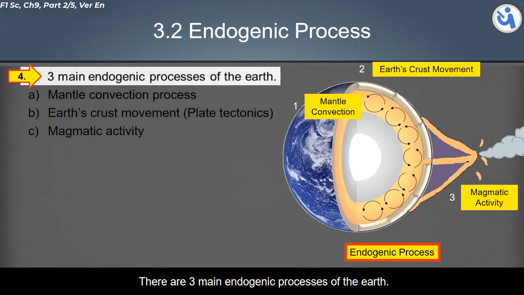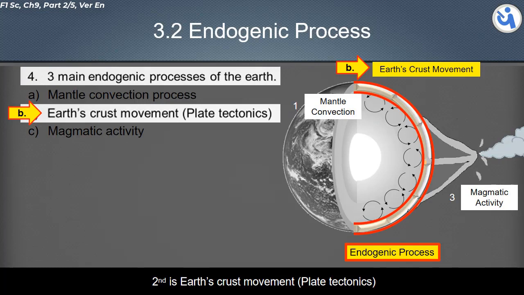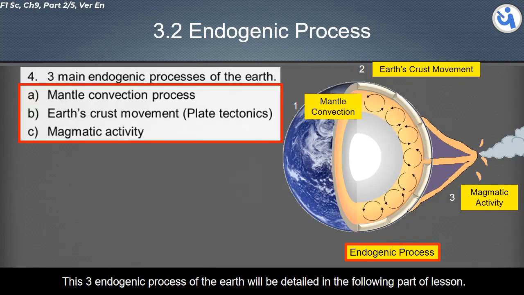There are three main endogenic processes of the Earth. The first is the mantle convection process. The second is Earth's crust movement. The third process is magmatic activity. These three endogenic processes of the Earth will be detailed in the following part.